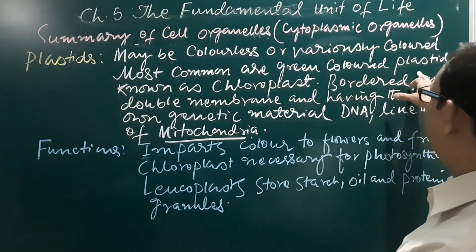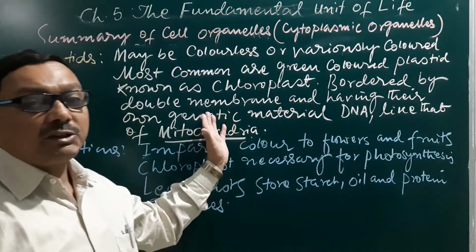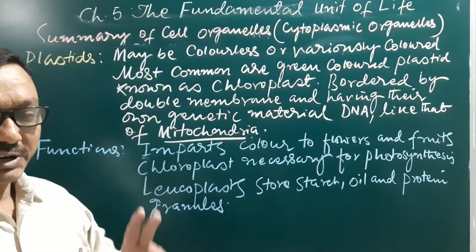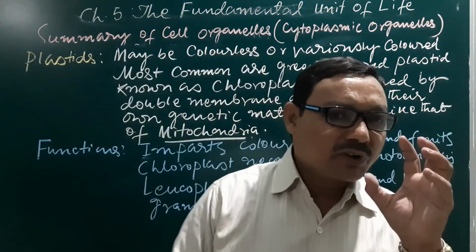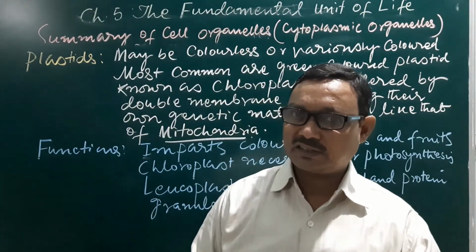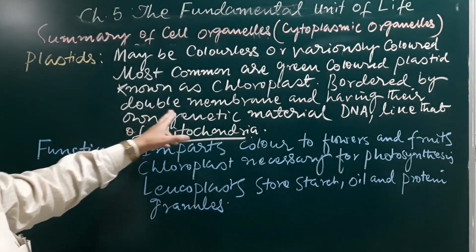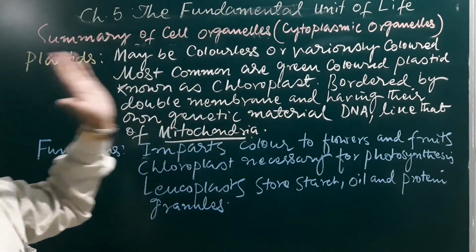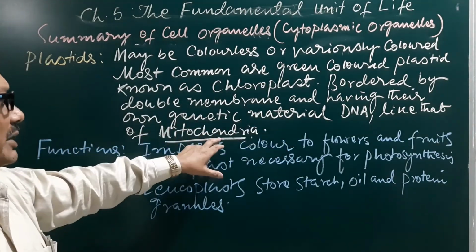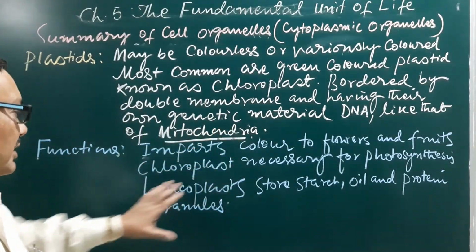Most common are green colored plastids known as chloroplasts, bordered by a double membrane and having their own genetic material, DNA, like that of the mitochondria. That means there are two different cell organelles having their own genetic material, that is the DNA. That's why I have written here "like that of mitochondria". It means mitochondria also possess their own genetic material, DNA.